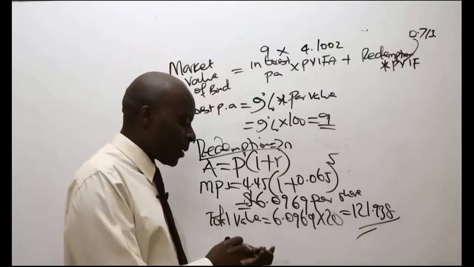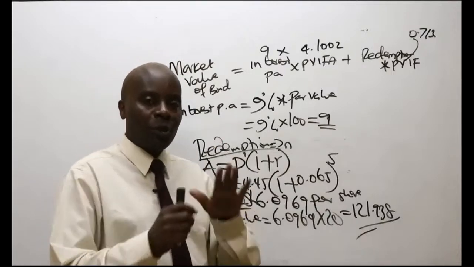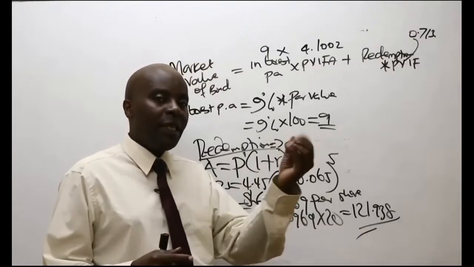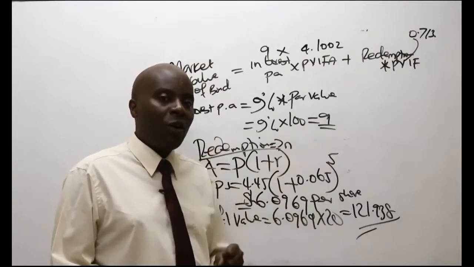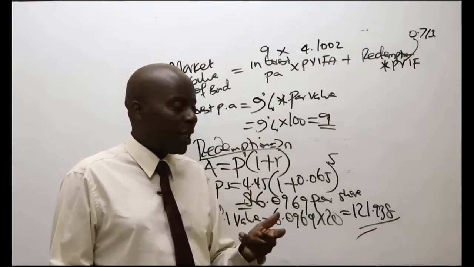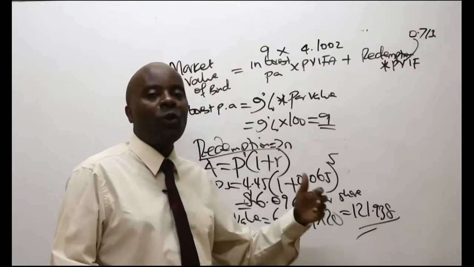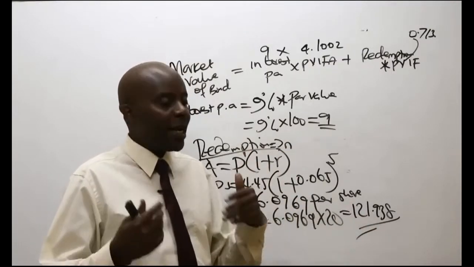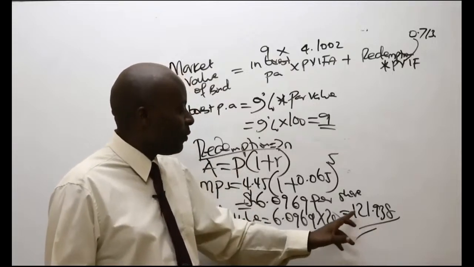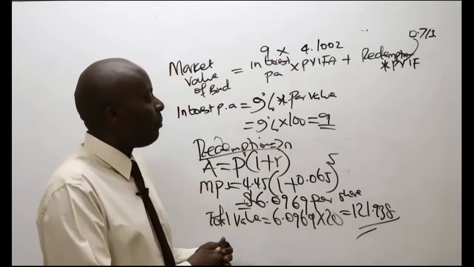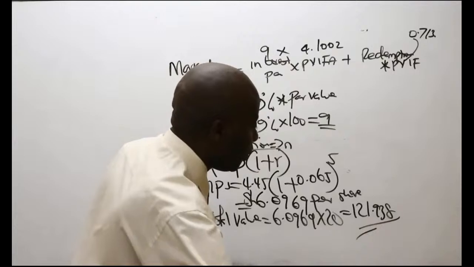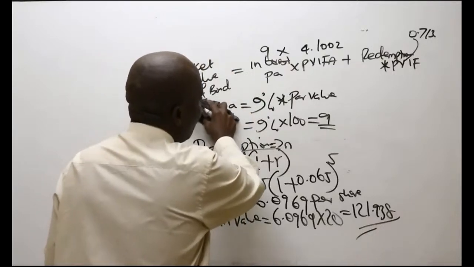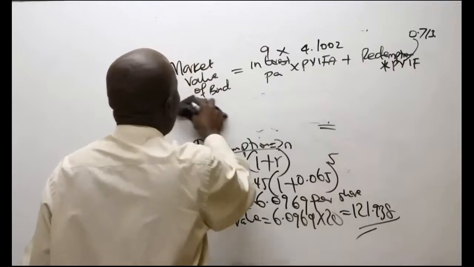Why? Because when it comes to redemption, I'll ask myself, where am I better off? Just releasing the bond, I get 100, or I convert this bond to ordinary shares and I get this amount. Of course, I'll always go for the higher amount. So therefore, the redemption value is this 121.938.